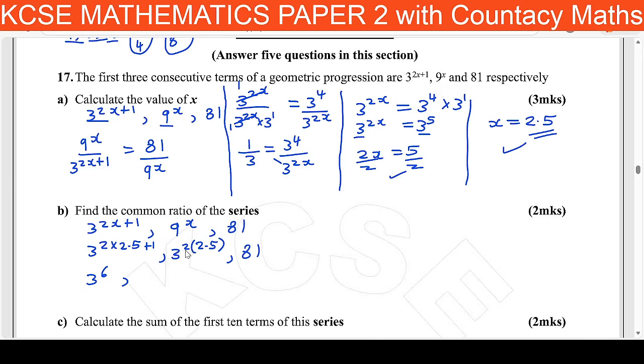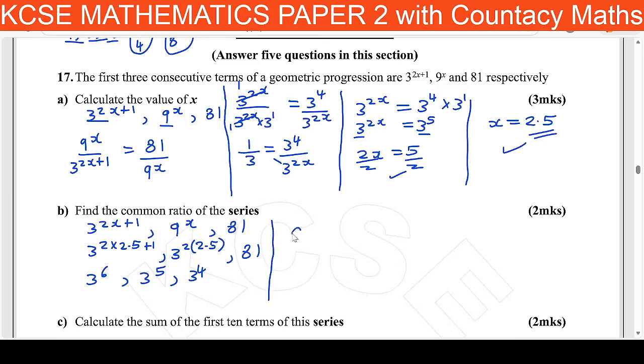And here we have 3 to the power something. This is 3 to the power 2.5 multiplied by 2. That's going to give us a 5. And here what we have is simply 81. You see 81 is equivalent to 3 to the power 4. We can just convert it to a power form so that they are a bit uniform.